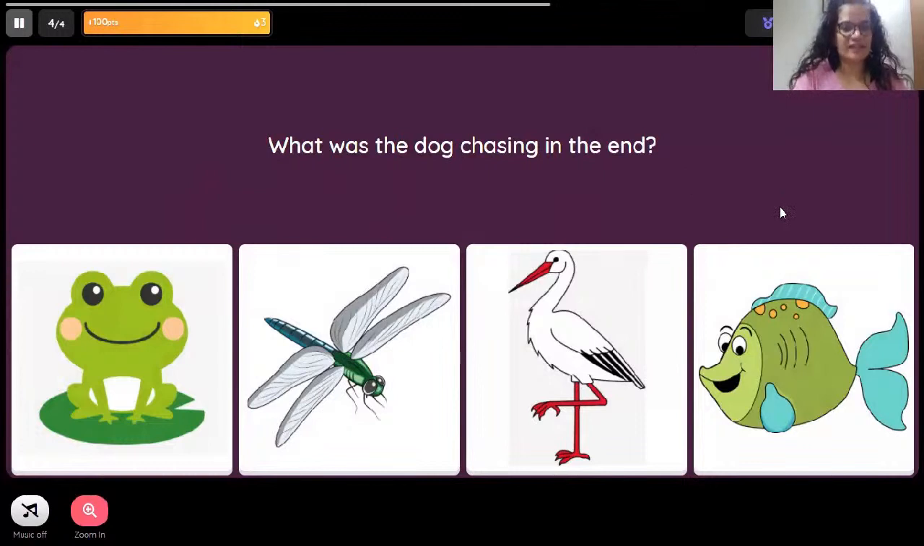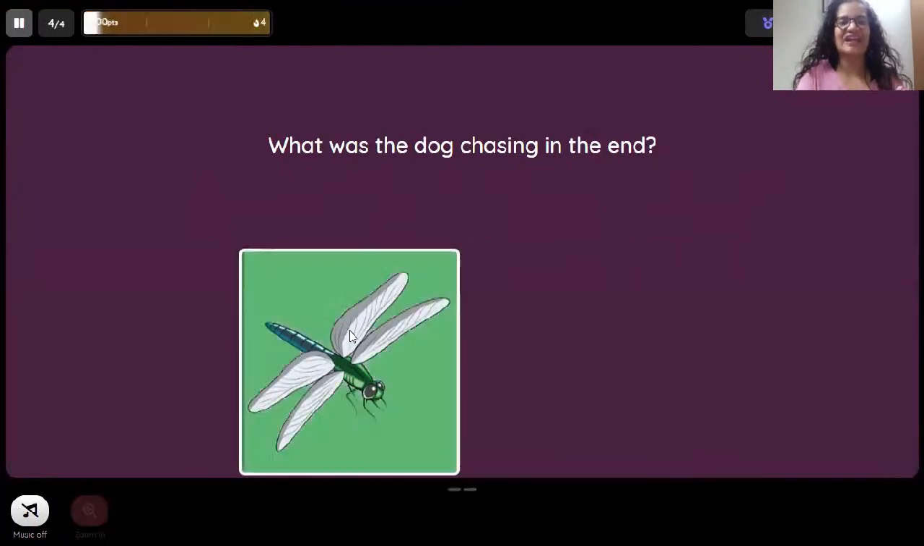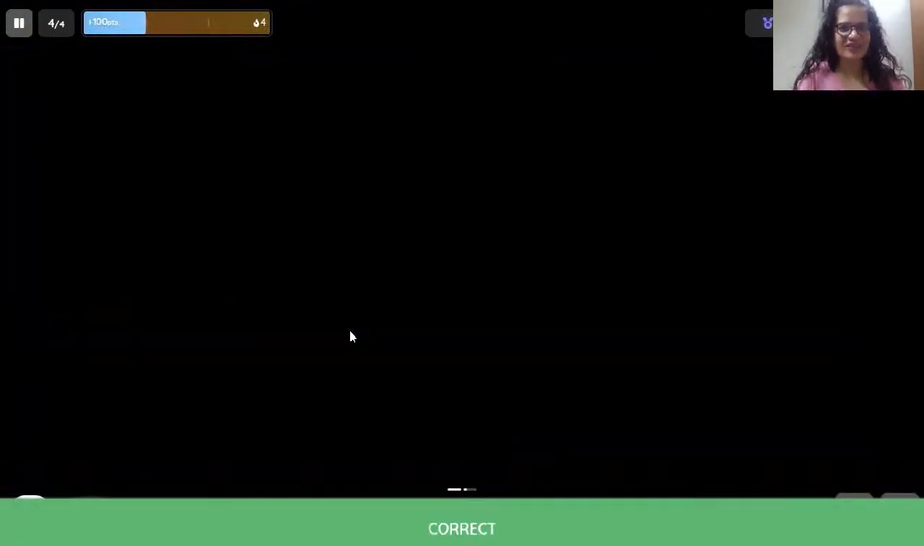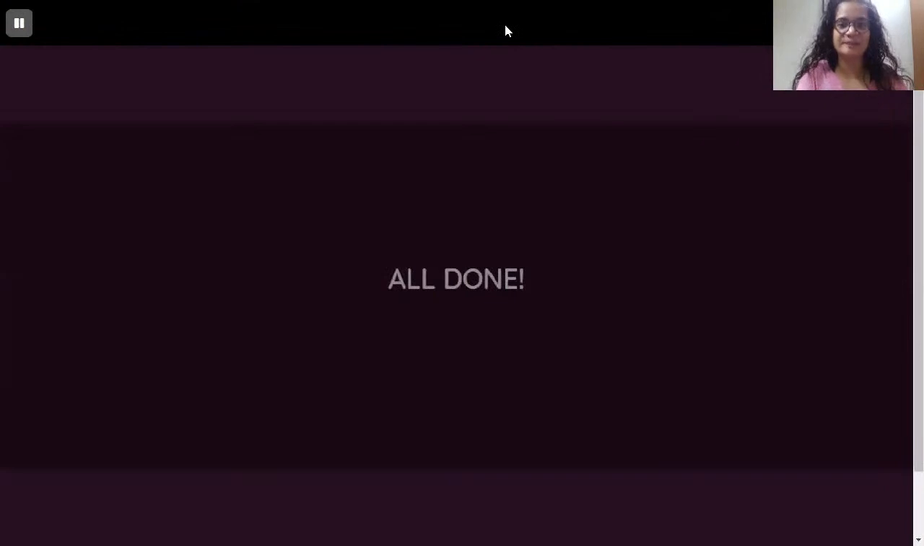Okay, the bird wasn't chasing a frog for sure because there wasn't any frog. The bird wasn't chasing the bird because a bird came and gave the fish. And definitely not the fish, right? So what was it chasing? The dragonfly. Good job. Very good. Good observation skills. Very good. So we are all done.